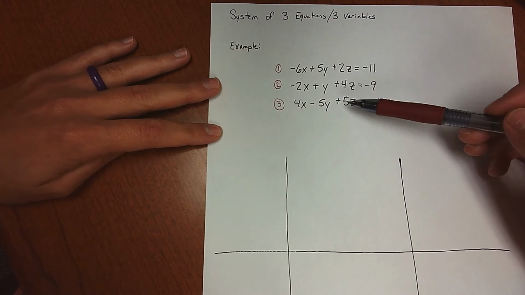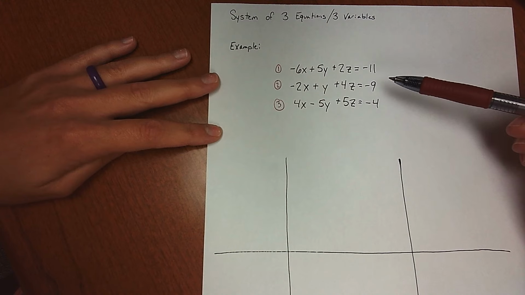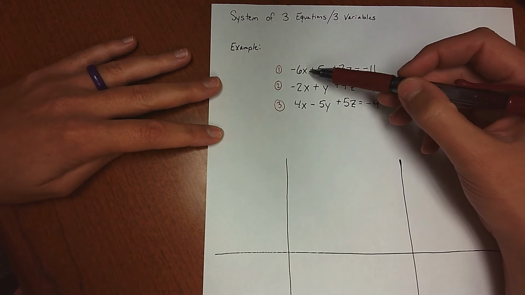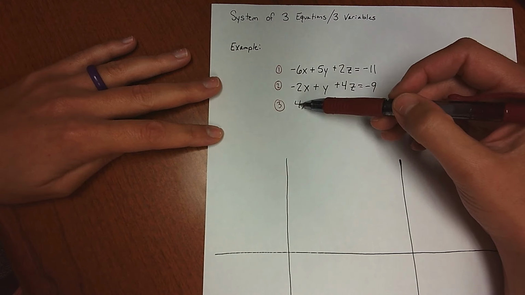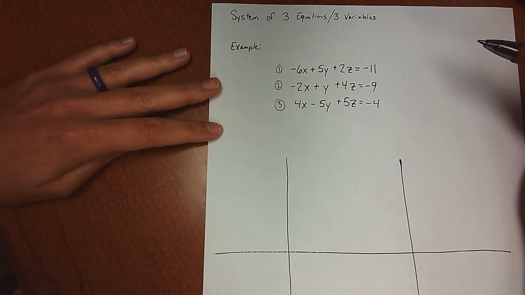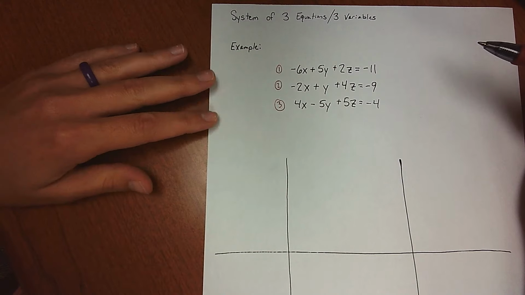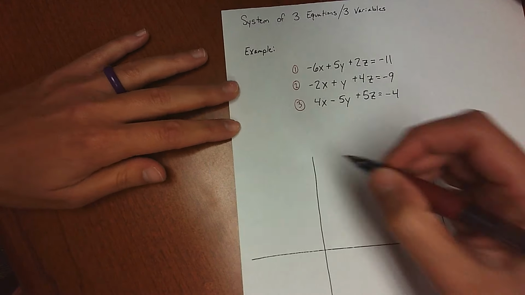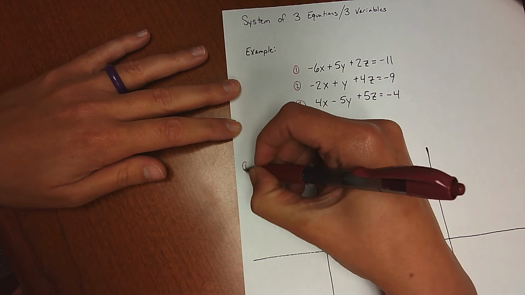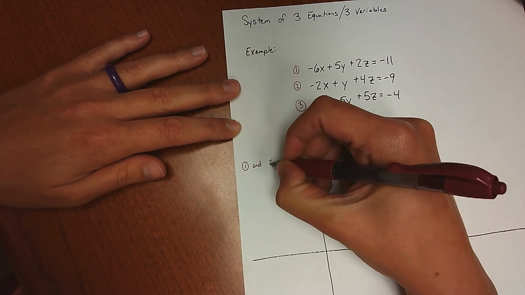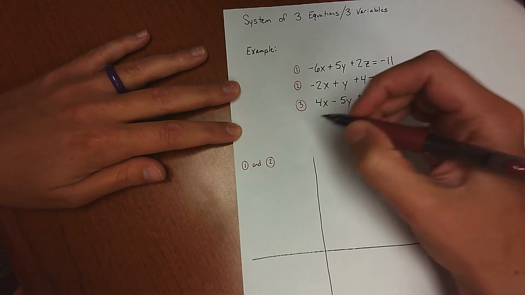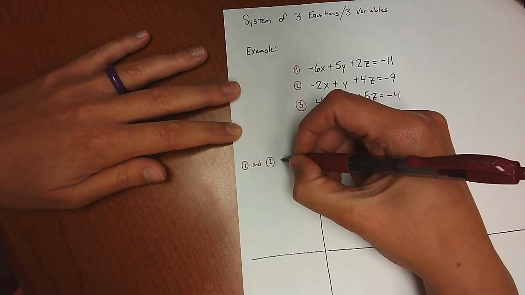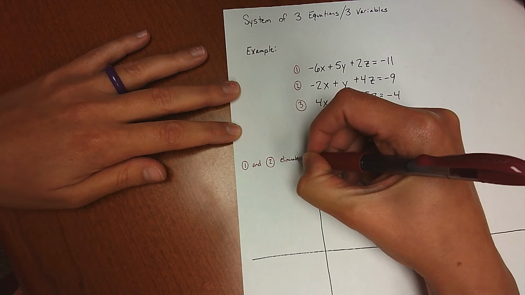Alright, so I'm looking at my 3 equations, and I'll look at the x values. If I look at the x values, it's not going to be bad because we have a -6, a -2, and a 4. It would not be bad to get those to have the same number out in front, so then we can cancel them out. So I'm going to look at equation 1 and equation 2, and I'm going to use equation 1 and equation 2 to eliminate the x variable.